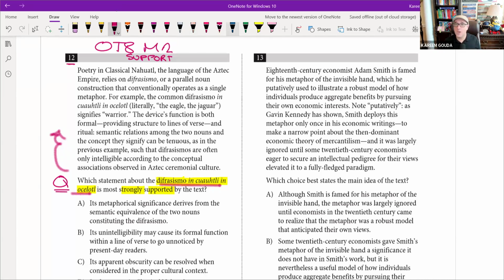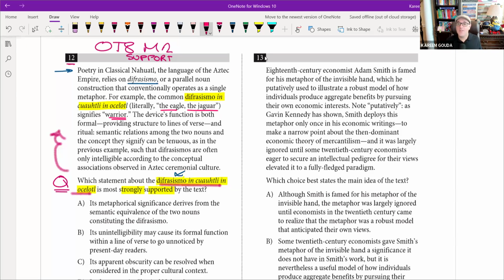Poetry in classical Nahuatl, the language of the Aztec Empire, relies on diffrasismo. And diffrasismo is defined right here, so underline: a parallel noun construction that conventionally operates as a single metaphor. For example, the common diffrasismo in... there you go. I'm going to highlight this in yellow like we did in the question. This is the thing I'm asking you about. Literally, this thing means the eagle, the jaguar, but it signifies warrior.